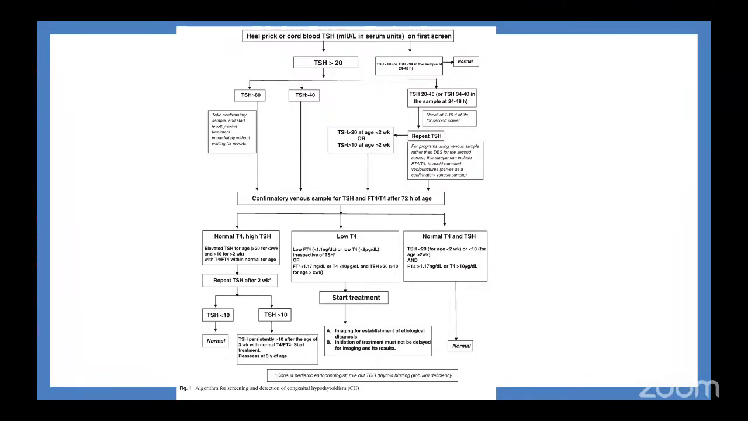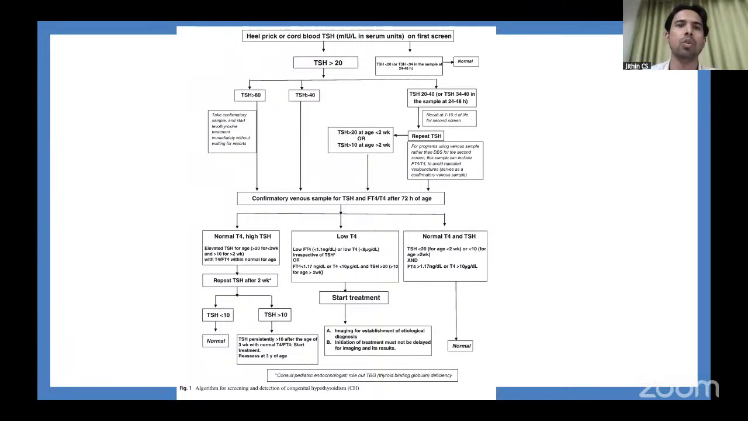And in that case also, if the TSH comes more than 20, then we would go for the confirmatory venous sample. So in the confirmatory venous sample, if we get a high TSH and a normal T4, we would repeat the TSH after 2 weeks. And after 2 weeks, the cutoff for TSH is 10. So if it is more than 10, we would start treatment and reassess the baby at 3 years of age.